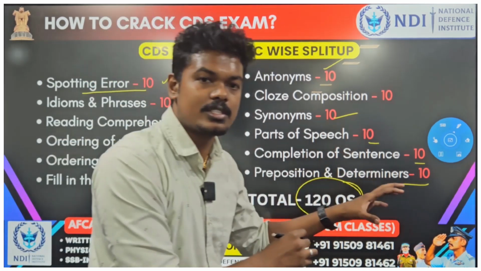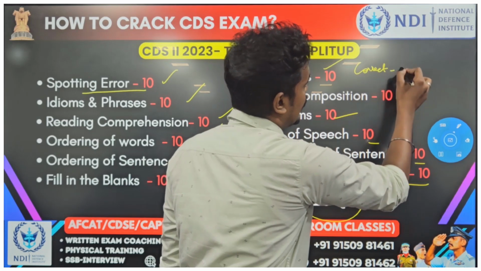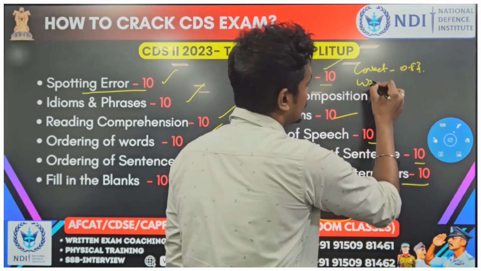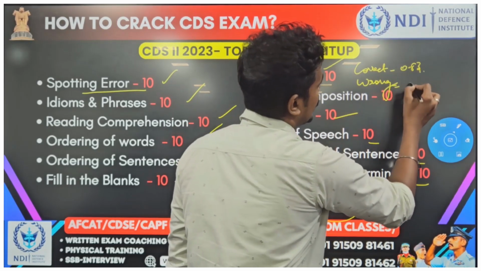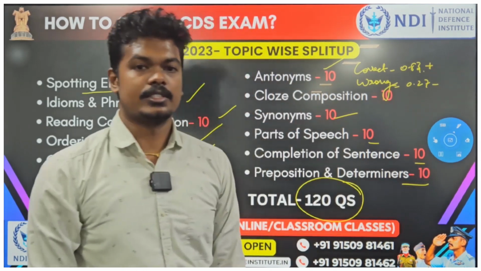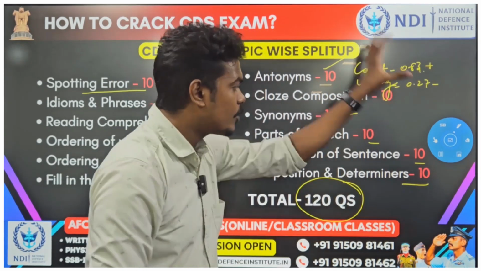Out of these 120 questions, for each correct answer, 0.83 mark will be given. For each wrong answer, 0.27 will be subtracted. So 120 questions are reduced to just 100 marks, and equally it is given.